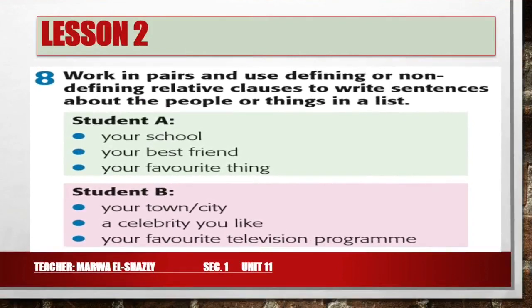Exercise 8. Work in pairs and use defining or non-defining relative clause to write sentences about the people or things in a list. Student A, your school, your best friend, your favorite thing. Student B, your town or city, a celebrity you like, your favorite television program. Pause the video and write.